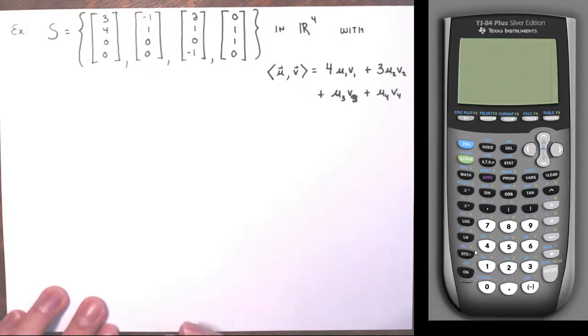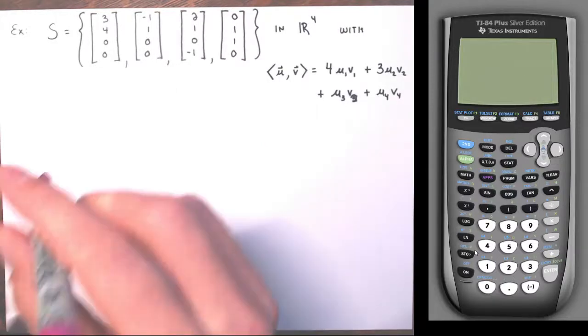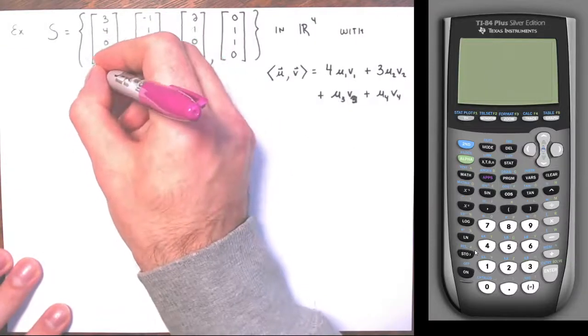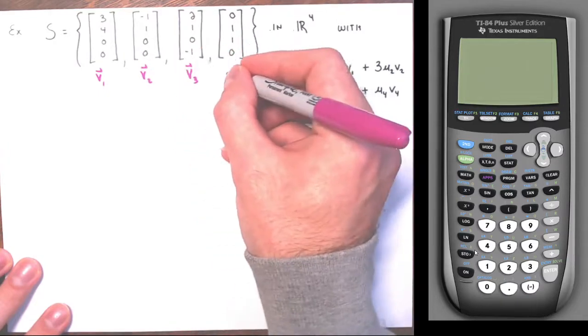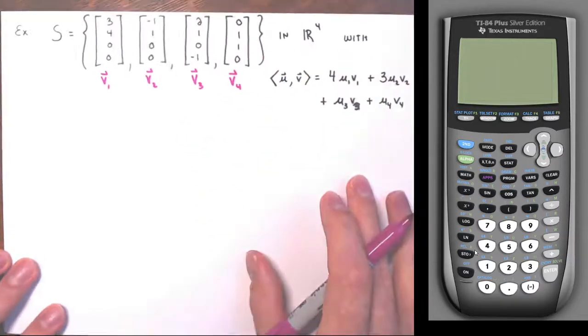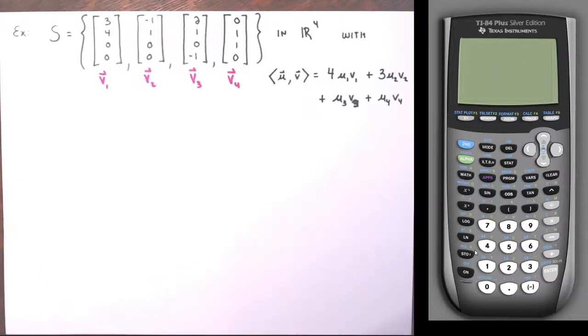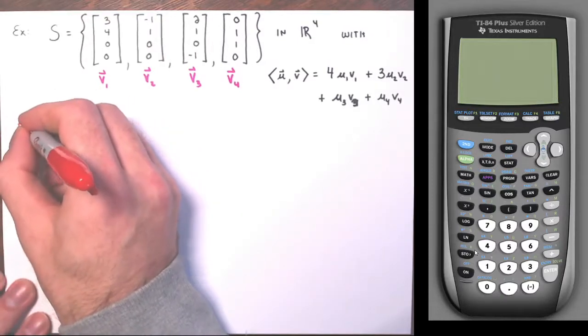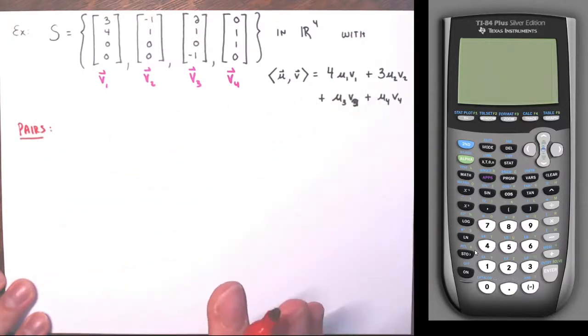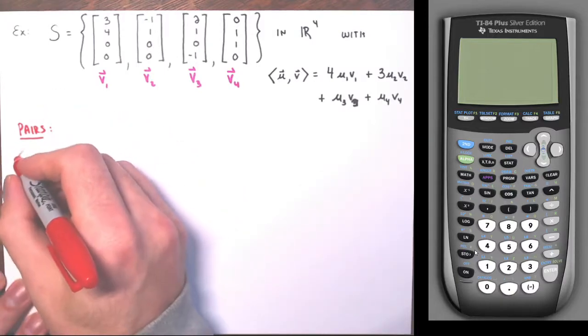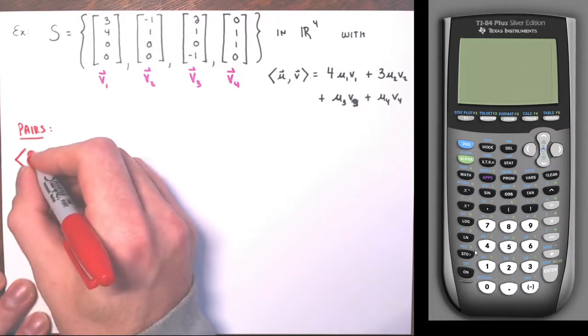So let's determine if this is an orthogonal set. Again, I'll label these. There are 4 vectors in here, say v1 for vector 1, v2, v3, and v4. When I'm asking, is the set orthogonal, I have to check each pair. So let's check the pairs for orthogonality under this inner product. Every time, pay attention to how the inner product is defined. I'll start with v1 and v2, the inner product of vector 1 with vector 2.